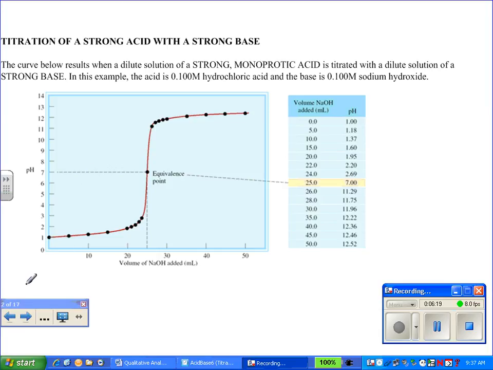Now what we're going to do is look at how we can put together everything that we've used already to calculate the pH at different points throughout the titration.